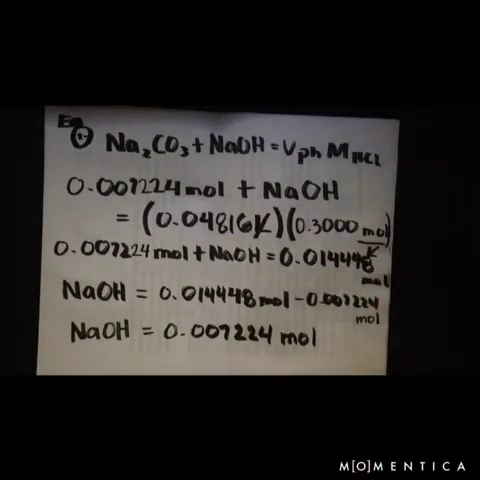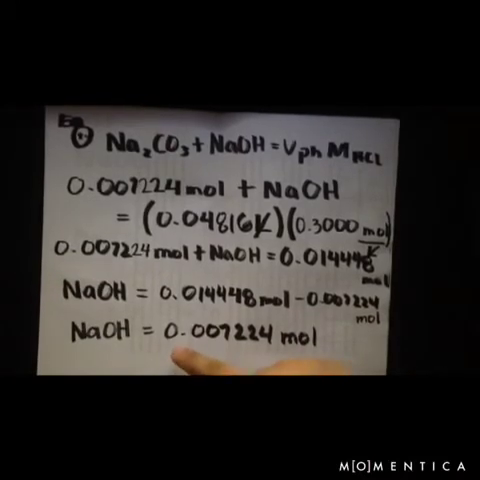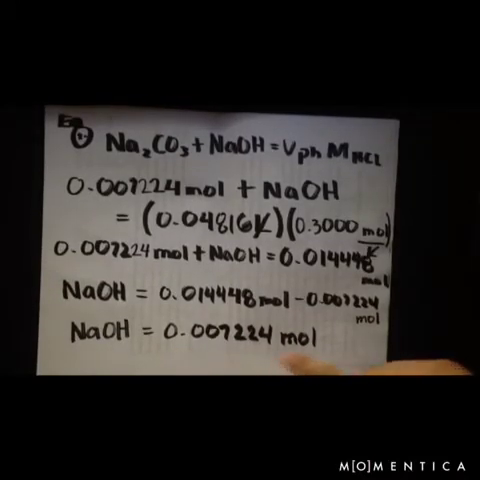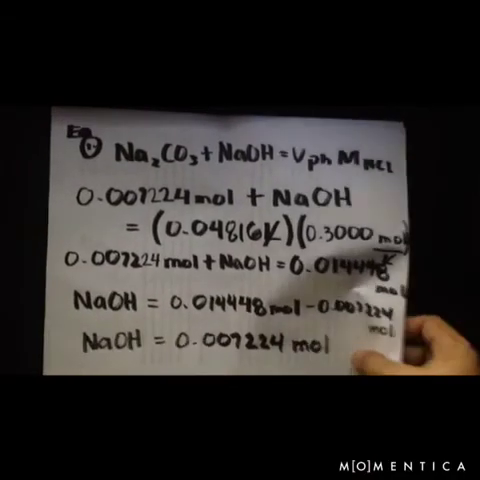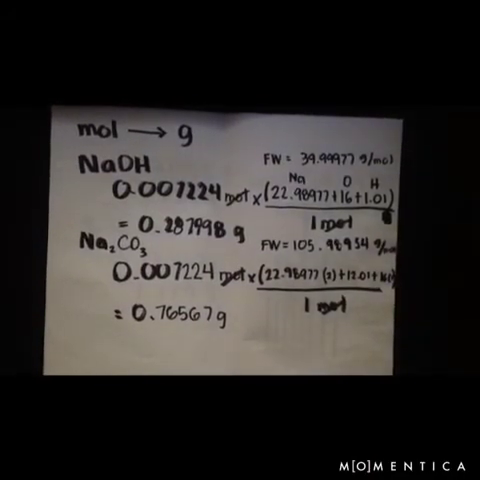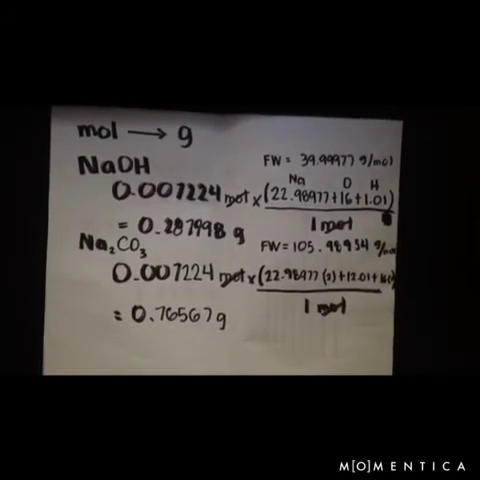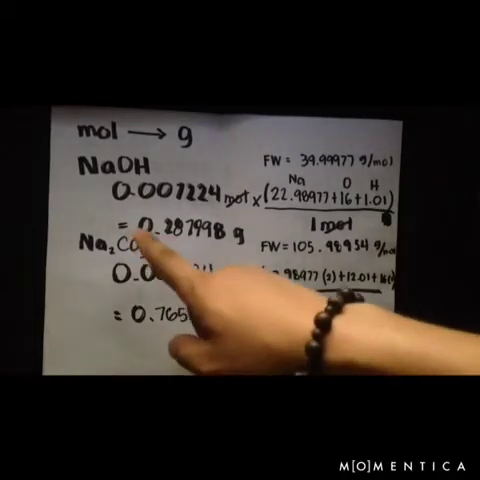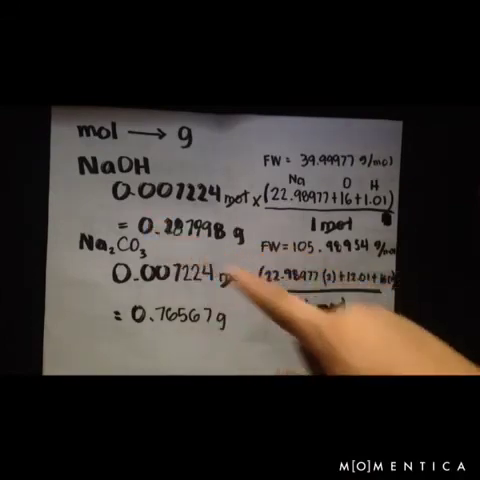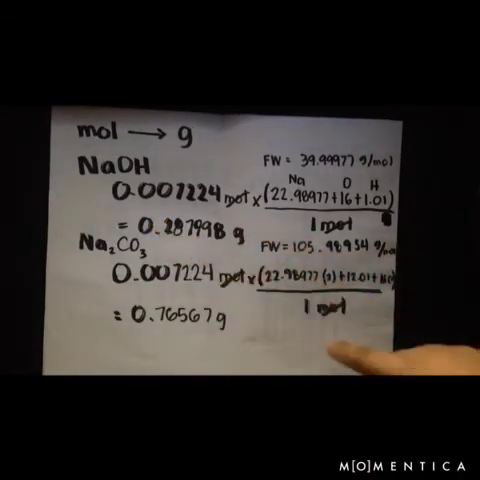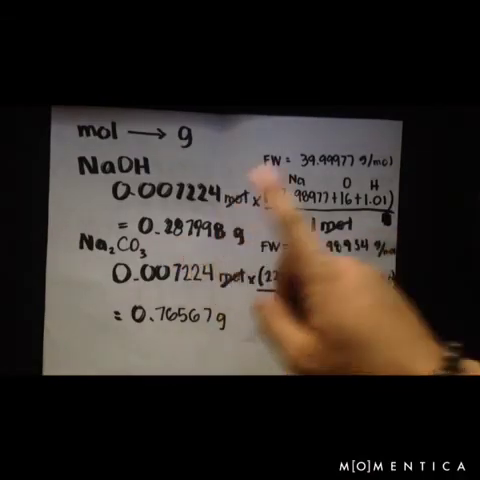We can do the algebra. Transpose the values. Then you can get sodium hydroxide, which is 0.007224 mole. Then we need to convert mole to grams to get the percentage. First, sodium hydroxide is 0.007224 mole times the formula weight of NaOH over 1 mole. The answer is 0.287998 gram.